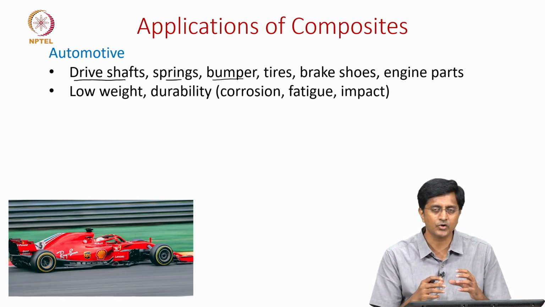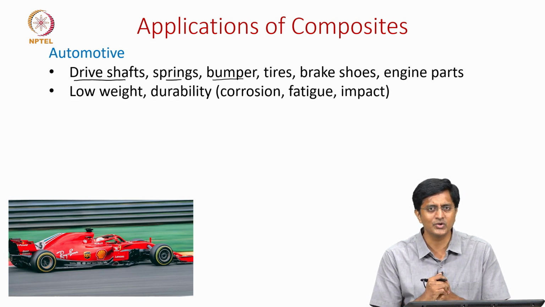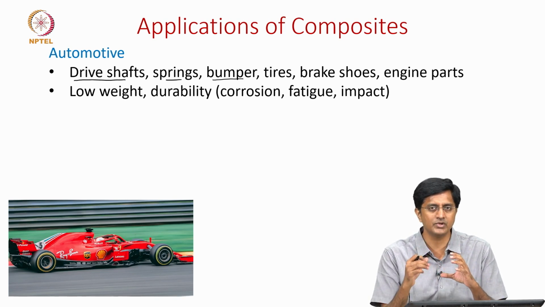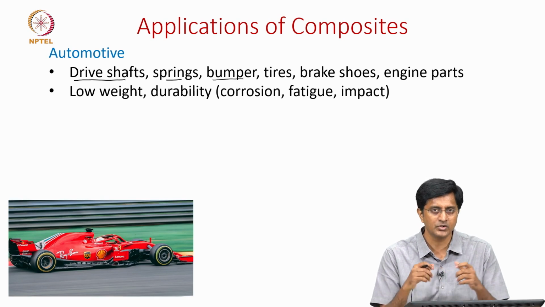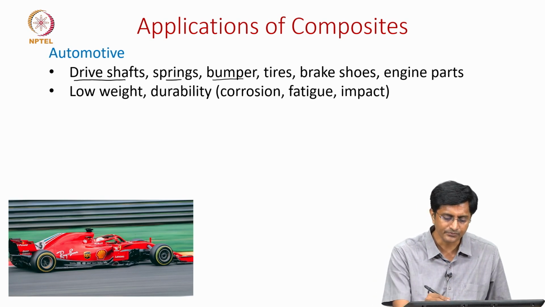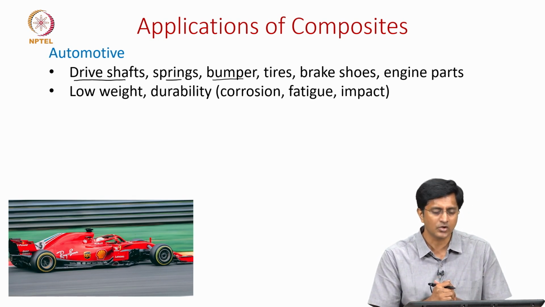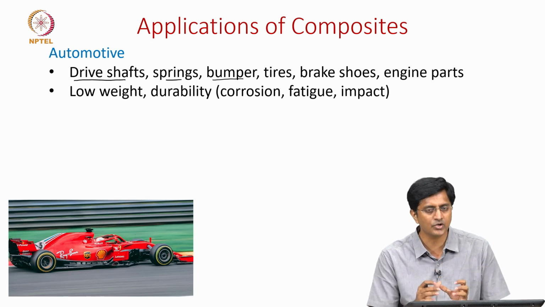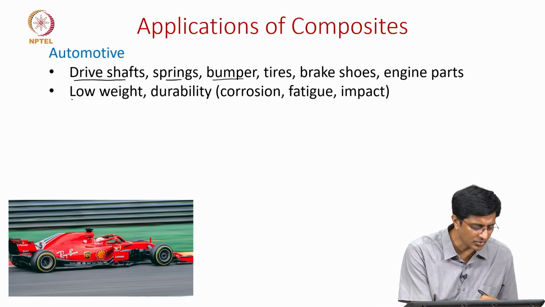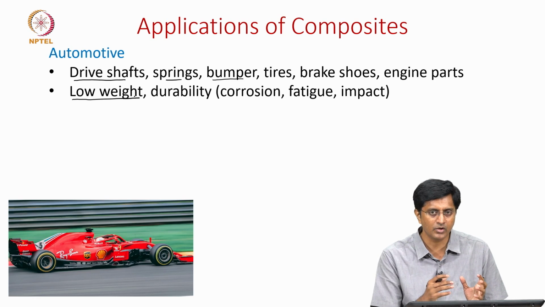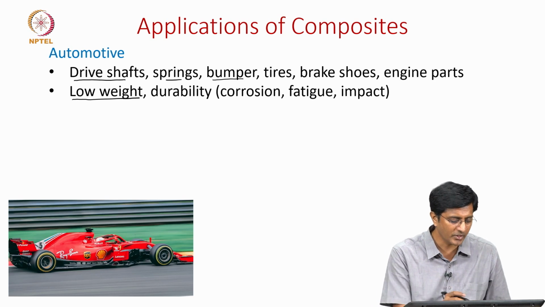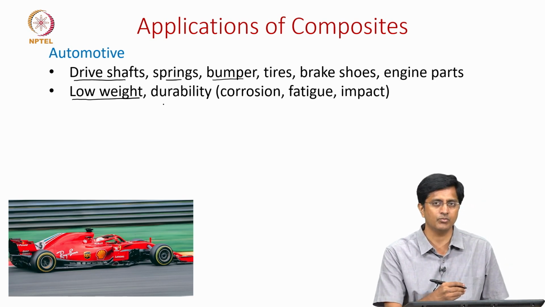And the tires used in automotives, at the face of it, look like simple rubber, but actually this rubber is reinforced with metallic reinforcements, so it can take higher loads. Similarly, for the brake shoes and the engine parts, in several of these components, composites are being increasingly used. The reason we are using composites in all these applications is mostly low weight. When we start using composites, we reduce the weight, and the other bigger benefit is it improves the durability of the components.